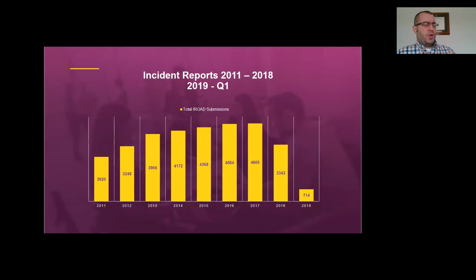Now, this is pretty much the same chart as what we began with, except we now also add in the Q1 data for the number of incidences being reported. And you'll see here 714 thus far in the first quarter for 2019, which is about 21% of the total number of incidences reported in 2018. So hopefully that would suggest that the number will go down again for the entire academic year. However, as we saw in some of those quarterly breakdowns, it's not always a consistent number from quarter to quarter. So we'll see by the end of the year whether or not the number of incidences reported will have gone down.